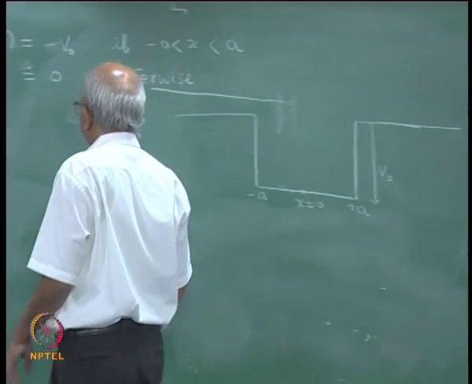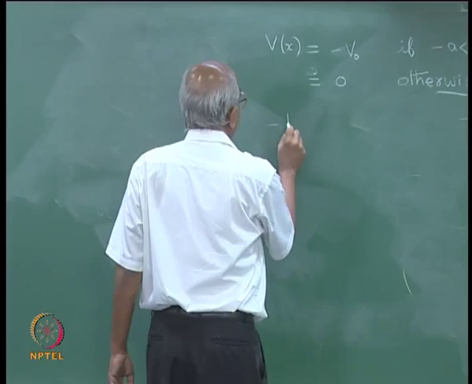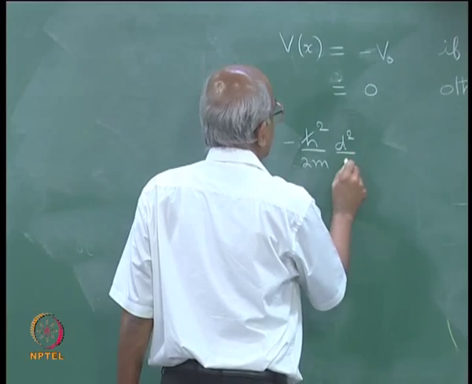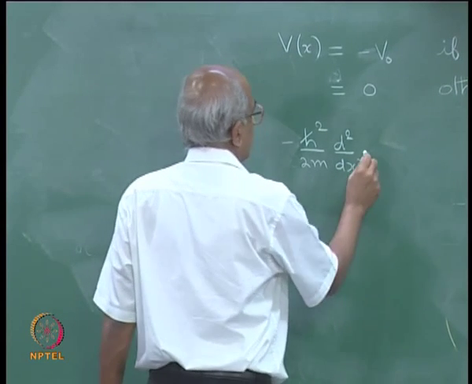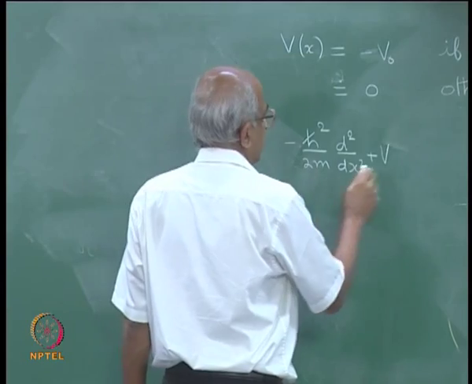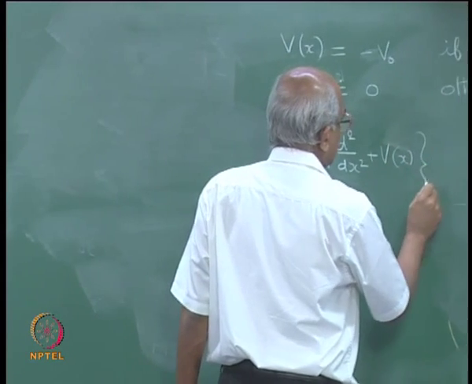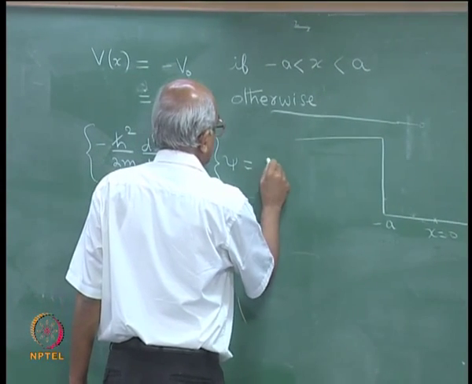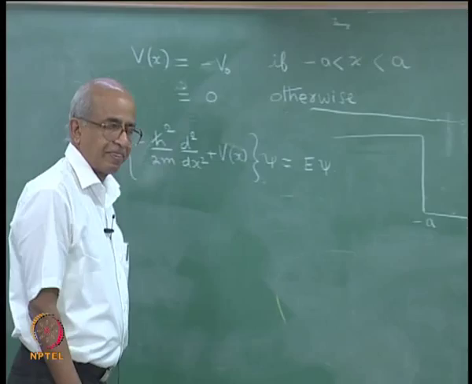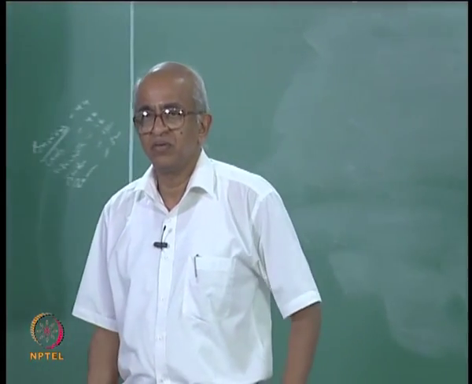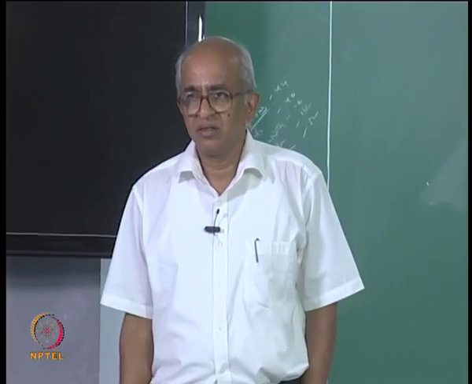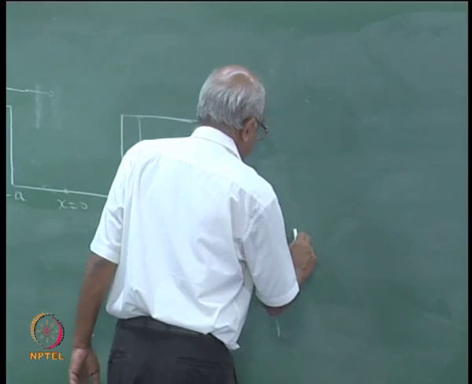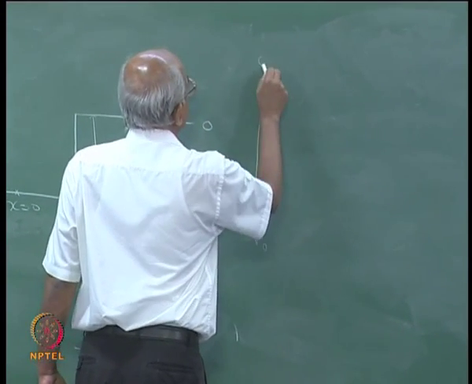So, I will write the Schrodinger equation. In fact, I will only write the time independent Schrodinger equation, because we are looking for the stationary states of the system. And so, I will have the Hamiltonian operator containing its kinetic energy and the potential energy, and this is going to operate upon psi, and the answer has to be equal to E psi. Right. And as I told you, classically speaking, the energy of the particle can be anywhere between minus V 0 to plus infinity.